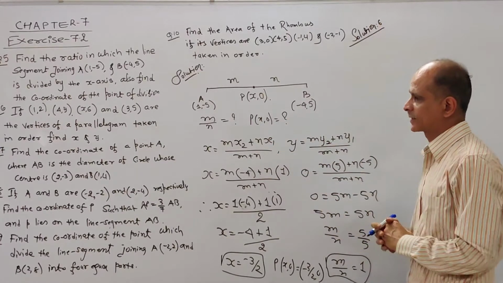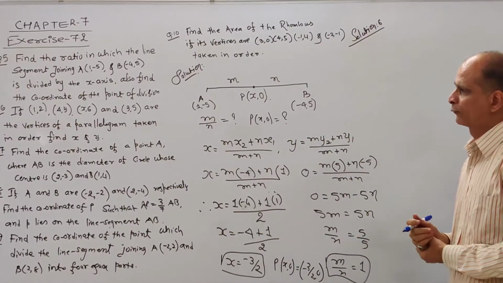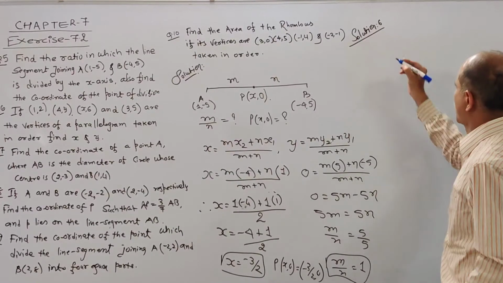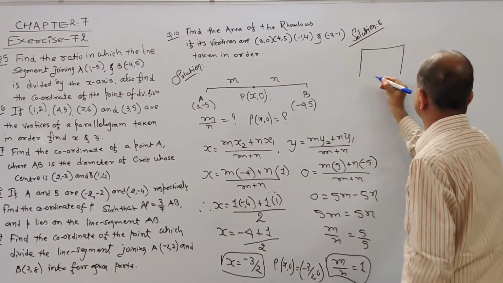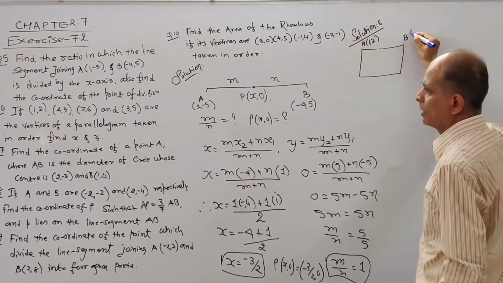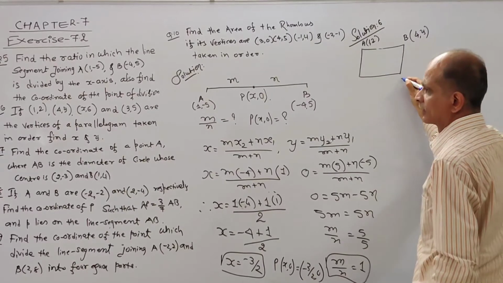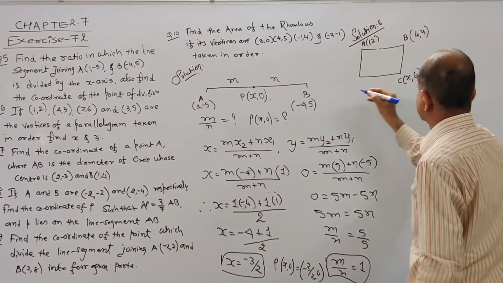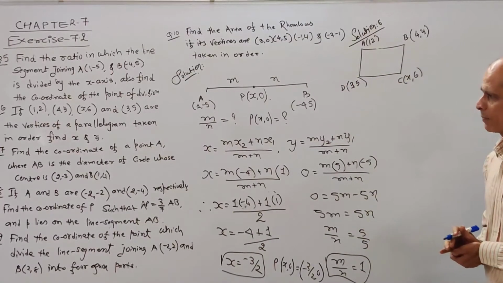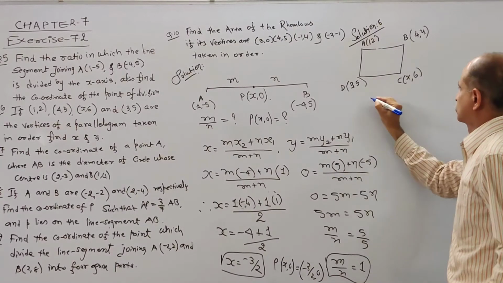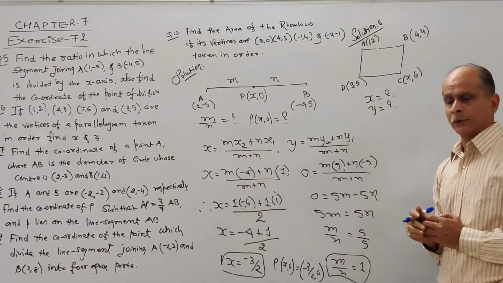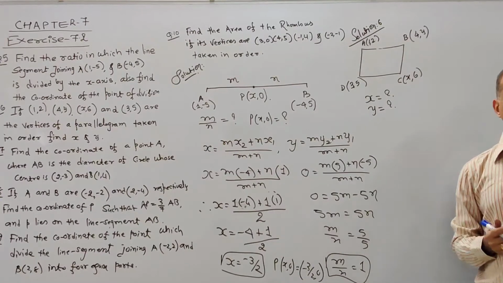Solution of example number 6. If (1, 2), (4, y), (x, 6) and (3, 5) are the vertices of a parallelogram, that is, A(1, 2), B(4, y), C(x, 6), D(3, 5) are the vertices of a parallelogram taken in order, then find the value of x and the value of y. We have already solved one example of this type.